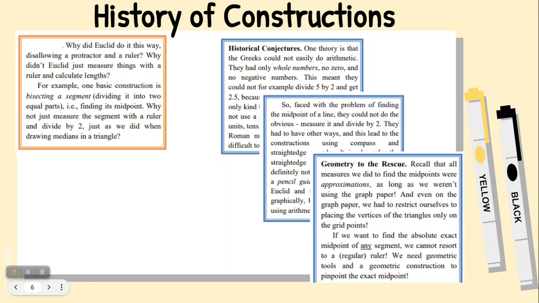Recall that all measures we did to find midpoints were approximations, as long as we weren't using graph paper. Even on graph paper, we have to restrict ourselves to placing the vertices of triangles only on grid points. If I have axes, I need to make sure that my points are on those points where my graph is meeting, and if I'm anywhere in the middle floating, I don't know what the exact number is. If we want to find the exact midpoint of any segment, we cannot resort to a regular ruler. We need geometric tools and a geometric construction to pinpoint the midpoint.